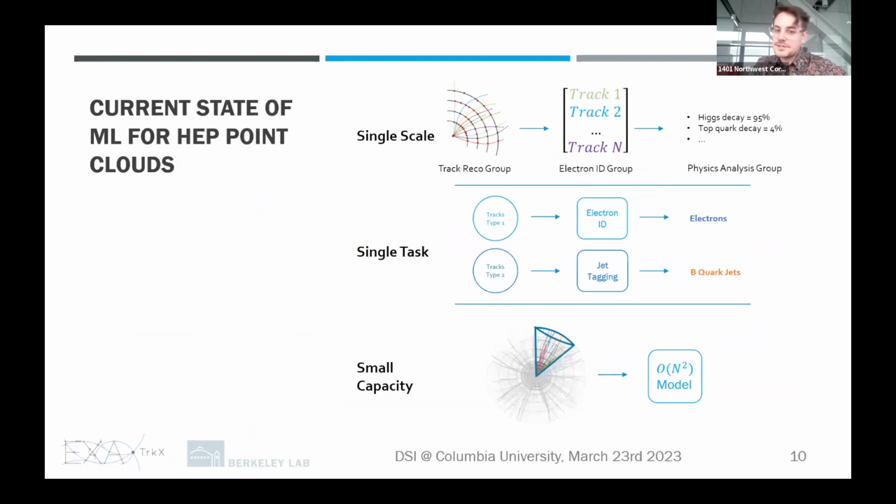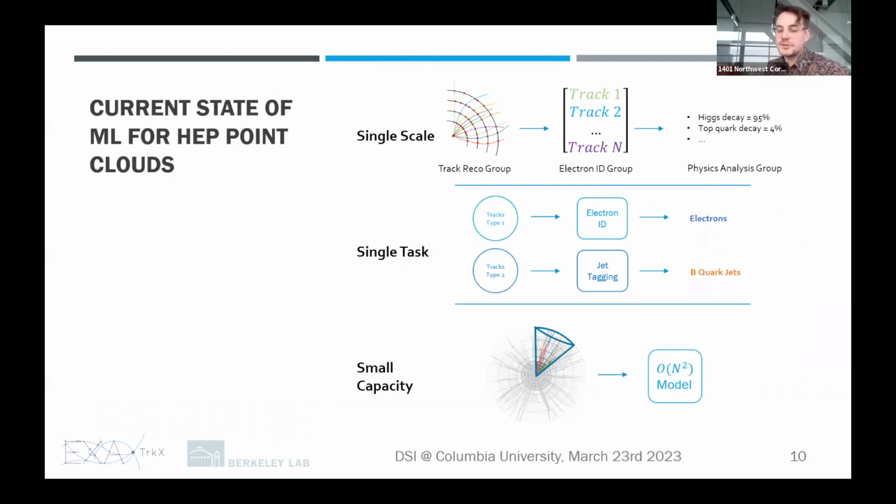So that's some of the architectures that we can use to consume point clouds. And in general, this is the sort of state of the art of point clouds in high energy physics. Now, I'm not saying this is the same for every domain in high energy physics or every group in high energy physics, but this tends to be the landscape. Typically, you work with a single scale, meaning that we might have a track reconstruction group, and they work with hits in a detector.